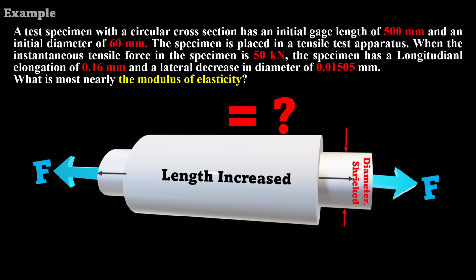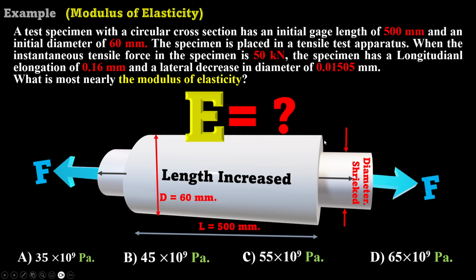So in our example, a test specimen with a circular cross-section has an initial length of 500 millimeters and an initial diameter of 60 millimeters. Then a 50 kilonewton force is applied at both ends, and the specimen has a longitudinal elongation of 0.60 millimeters and a lateral decrease in diameter of 0.01505 millimeters. We want to calculate the modulus of elasticity.